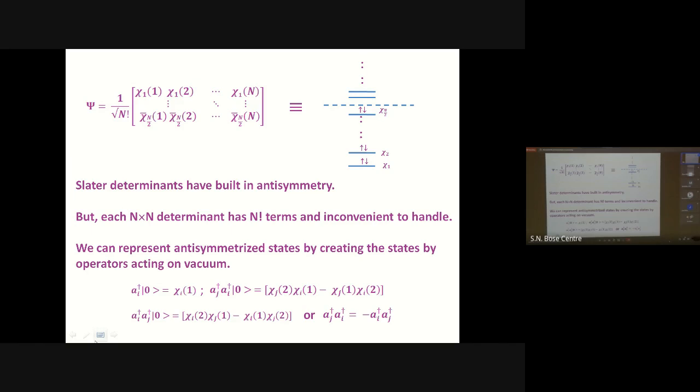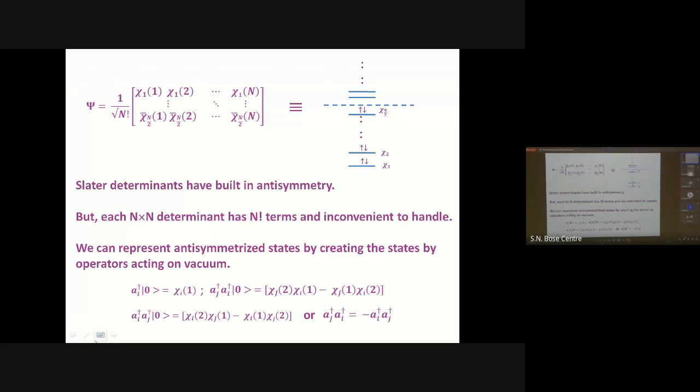And Slater determinants have built-in antisymmetry because if you interchange any two rows or two columns, the determinant changes sign, and that's equivalent to exchanging particles. The problem is that an n by n Slater determinant has n factorial terms. So actually evaluating matrix elements involving these kinds of Slater determinants is rather difficult. So what was done in earlier days was to introduce the concept of second quantization operators.